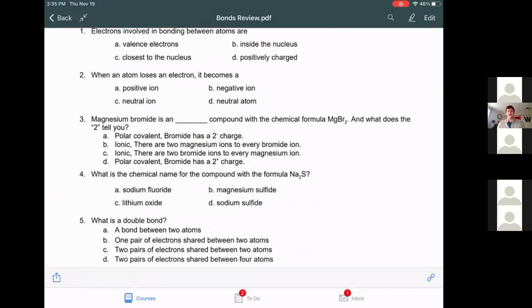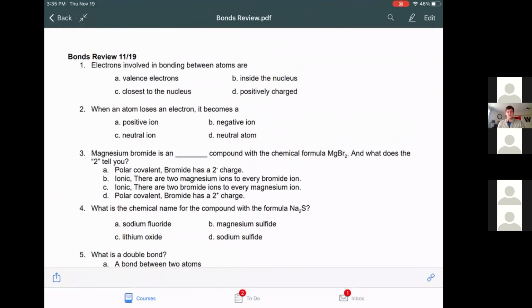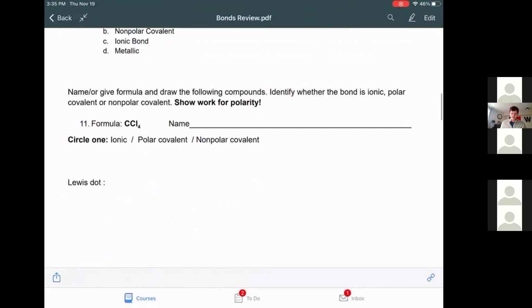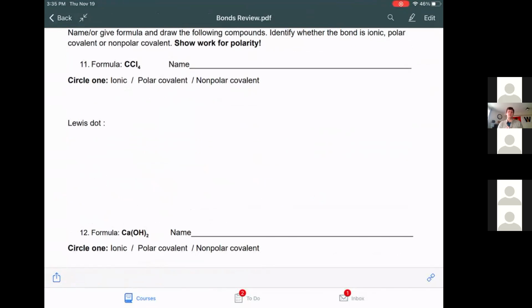polarity between the elements. So you have multiple choice questions up at the top, and then you have drawing questions where you need to identify the name or formula, identify the polarity. You need to make sure you show your work in that polarity. It does count for points. If you don't show your work, you will lose points. So showing all your work. And then you need to draw the Lewis dot structure, showing the electrons either being transferred or shared and what that looks like in the end. So either the ion form or drawing the bonds at the end.